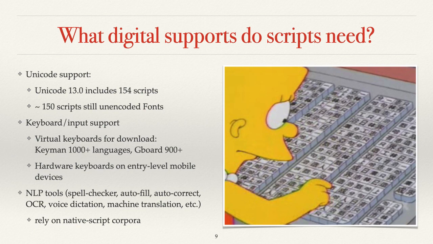So what digital supports do scripts need? Foundationally, they need Unicode support. Unicode 13.0 currently includes 154 scripts, but there are still 150 scripts that remain unencoded. We need keyboard and input support, so we need virtual keyboards, and they do exist, but often users around the world may not have the most up-to-date devices or may not know how to download them. So we also need hardware keyboards on entry-level mobile devices like feature phones. And ultimately, we need NLP tools such as autocorrect.